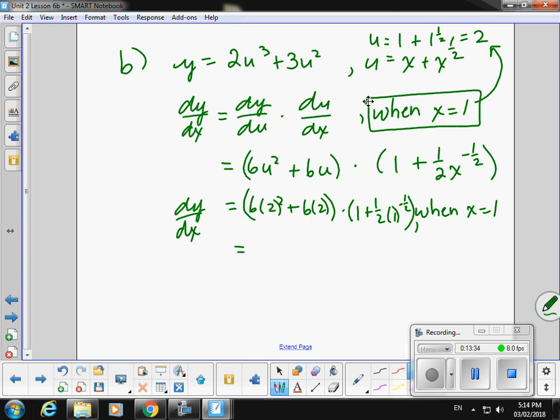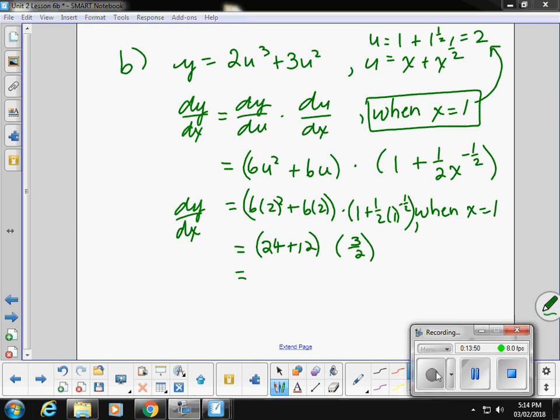So we have 24 plus 12 times square root of 1. 1 plus 1/2 is 3/2. 36 times 3/2 is 18 times 3, which is 54. You might want to check that on a calculator. Okay, next example.